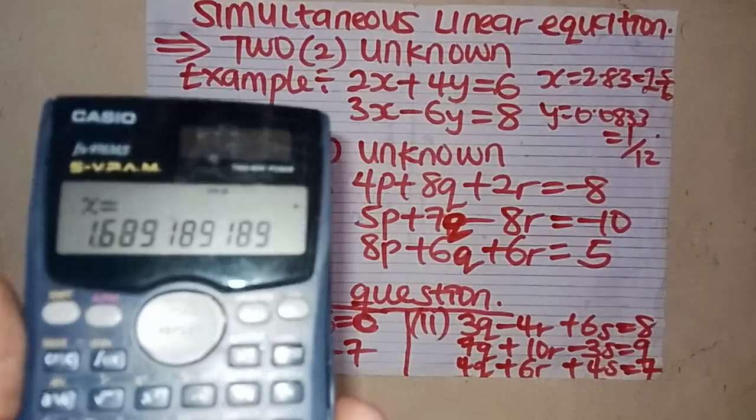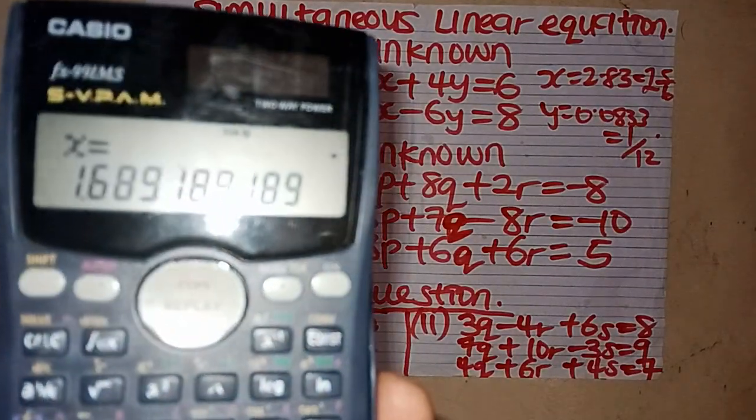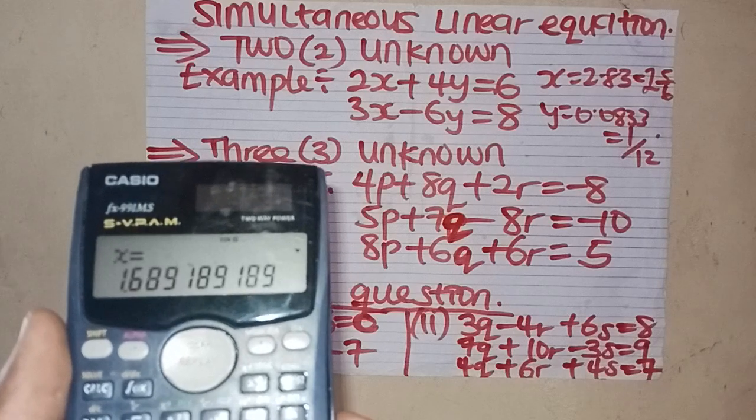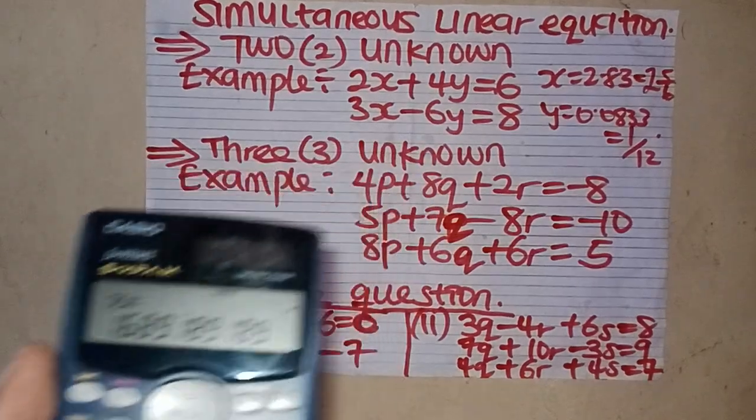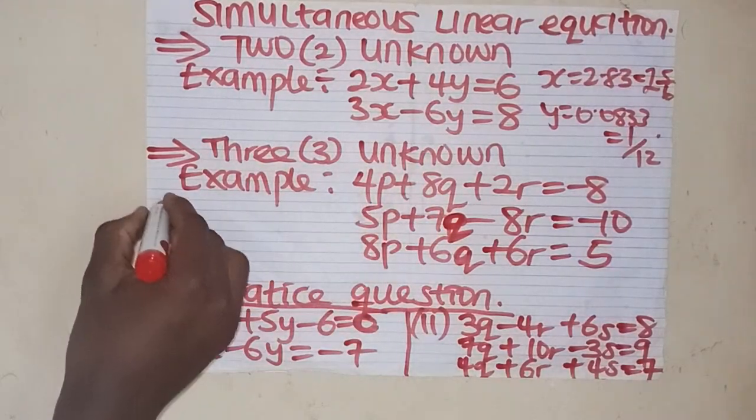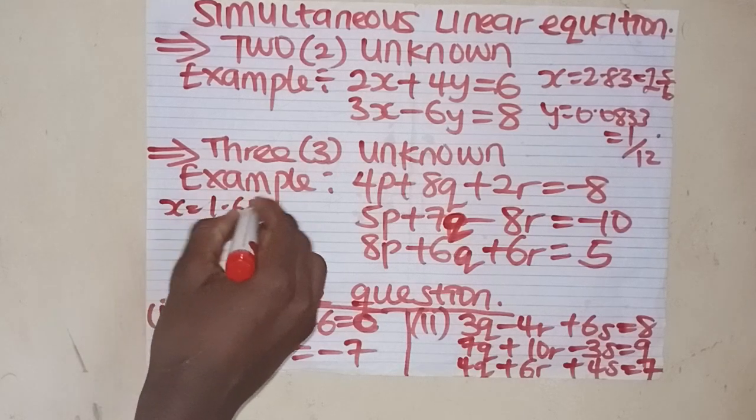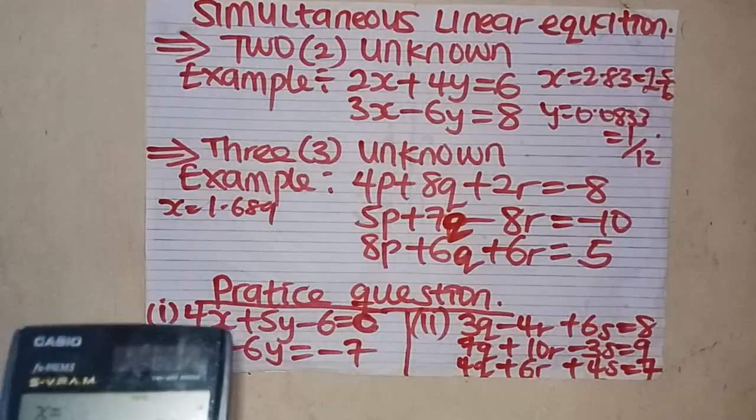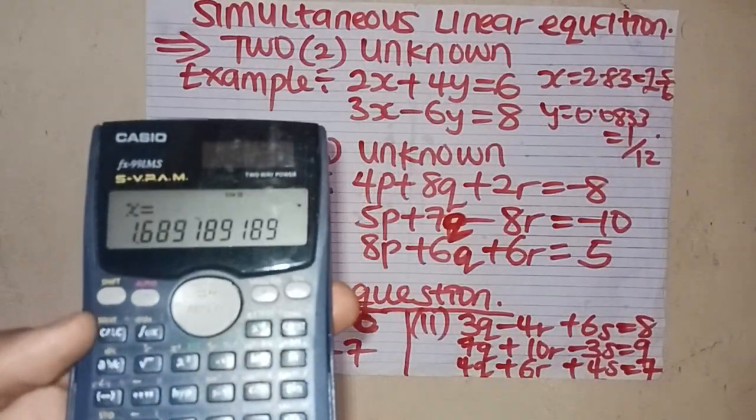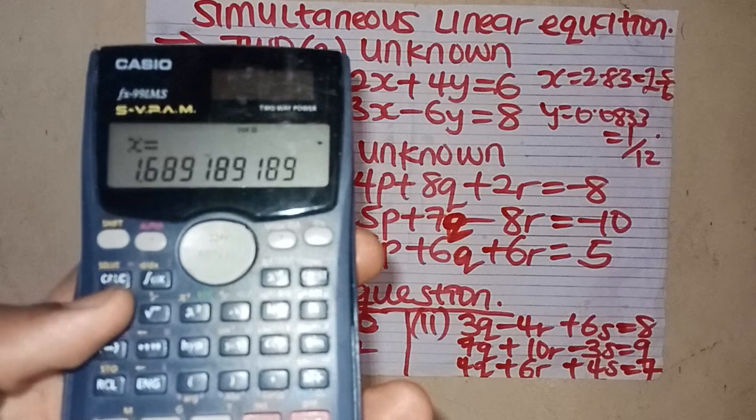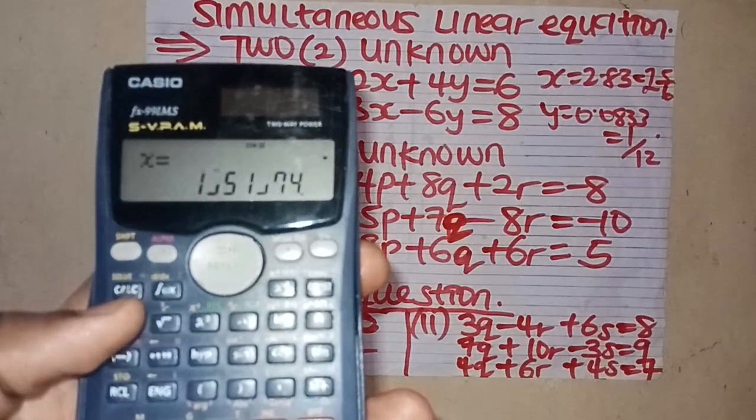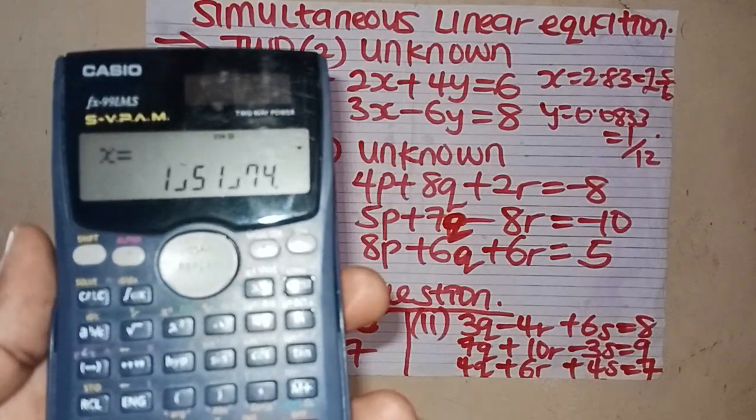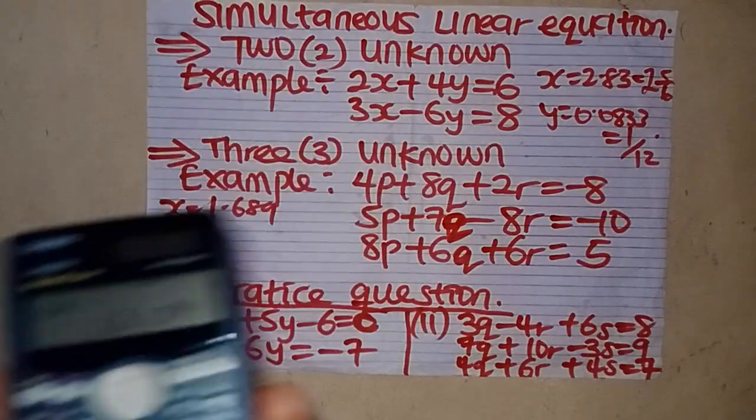So now it gives me x equals 1.689. So let me write it. Writing 1.689, then let me check if it can be expressed as a fraction. So I'll click on this place. When I pressed it, it gives me one whole number 51 over 74. Let me write it down.